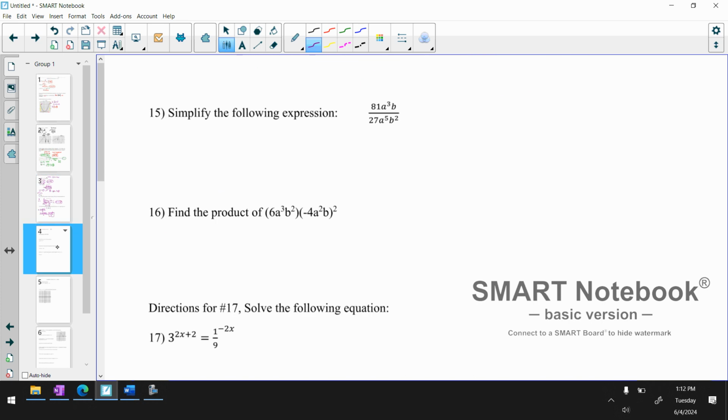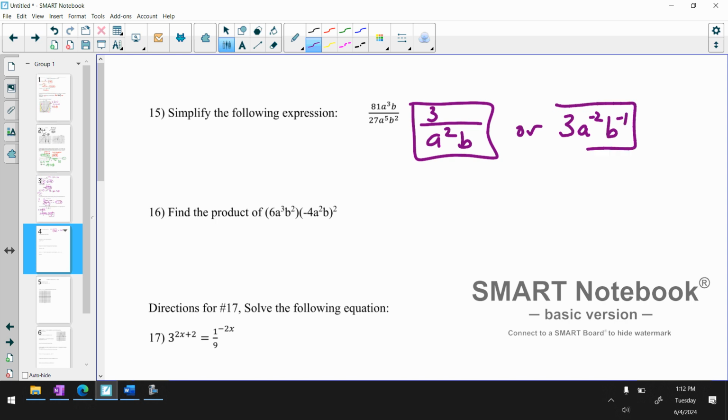Let's keep rolling. Again, let's divide those, right? 27 goes into 81 3 times. Exponents, I subtract them. There's going to be an a squared on the bottom and a b on the bottom. Done. I'll take that answer, or 3a to the negative 2, b to the negative 1. These mean the same exact thing. Negative exponent makes it a fraction. Or to the bottom of the fraction, I can write it as a negative exponent and do that.